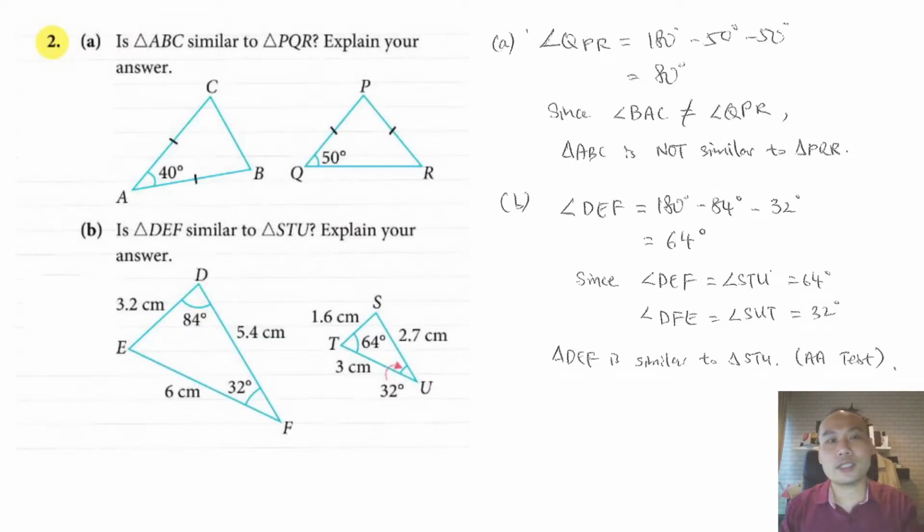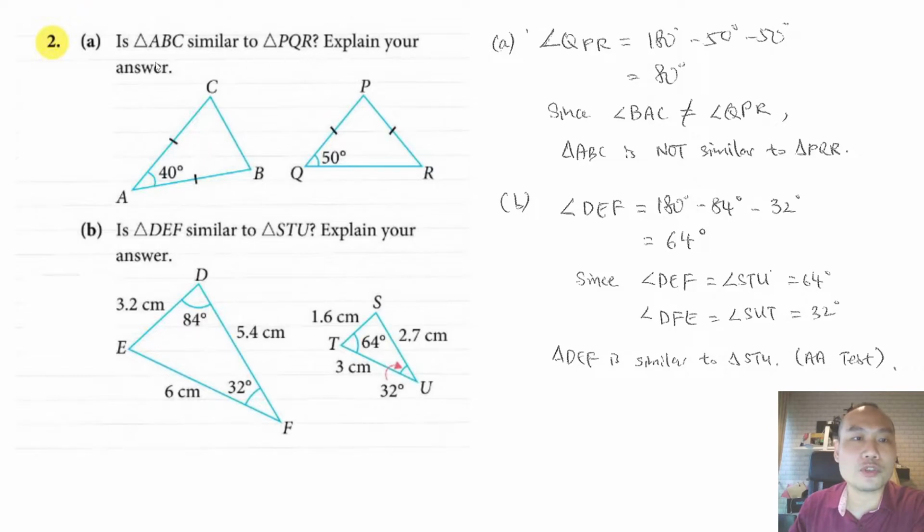Second question. The second question wants us to test whether the triangles are similar. To test whether they are similar, the most straightforward test is really to check the angles. In this particular situation, we can first figure out what angle QPR is. Because this is 50 degrees, it's an isosceles triangle, we can quite easily find that QPR is actually 80 degrees. 180 minus 50 twice.